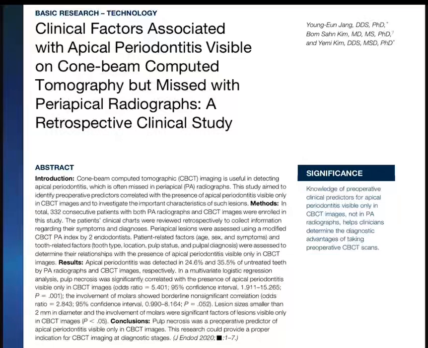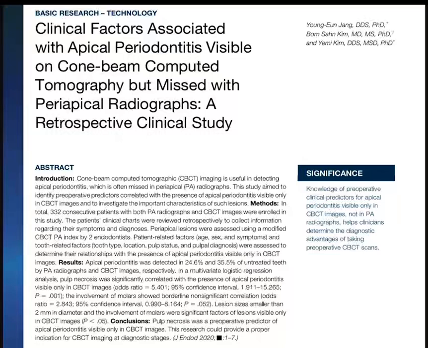So starting off with the objectives, the study aimed to identify preoperative predictors, including patient and tooth-related factors, and correlate that with the presence of apical periodontitis visible only in CBCT images. The study also sought to investigate the characteristics of apical periodontitis visible only in CBCT images and compare that with apical periodontitis visible on both PA radiographs and CBCT images.